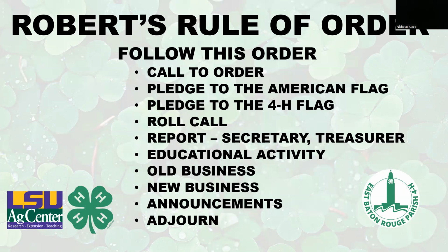Robert's Rules of Order follows this order for club meetings. The meeting is called to order by the president. There is someone who conducts the pledge to the American flag. Another student will conduct the pledge to the 4-H flag, followed by roll call. Then the secretary gives their report, followed by the treasurer's report. The educational activity that is provided in your club boxes will take place. Old business will be discussed. New business will be discussed. Announcements pertaining to the particular club, as well as parish-wide announcements in the newsletter, will be reviewed, followed by adjournment at the end of your club meeting.